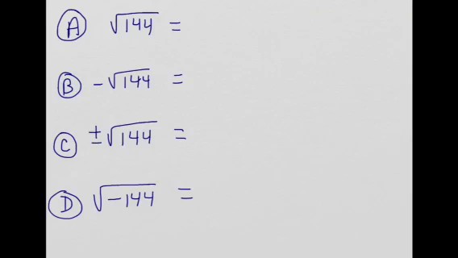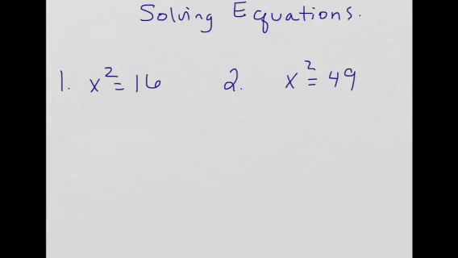So we're going to continue to practice. The square root of 144 is going to be 12, because 12 times 12 is 144. This one is negative 1 times 12, which is going to be negative 12. This one asks for the positive and the negative root of 144, which is positive and negative 12. And this one, because the negative is inside the radical, is no solution.